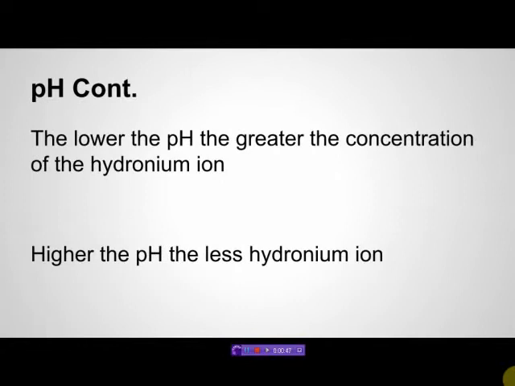The lower the pH, the greater the concentration of hydronium ions. Now remember back to the previous video, hydronium ion is H3O+, which has an extra hydrogen on the water molecule. So we are literally going to measure the concentration of that ion. The higher the pH, the less hydronium ion. The lower the pH, the greater the concentration of the hydronium ion.